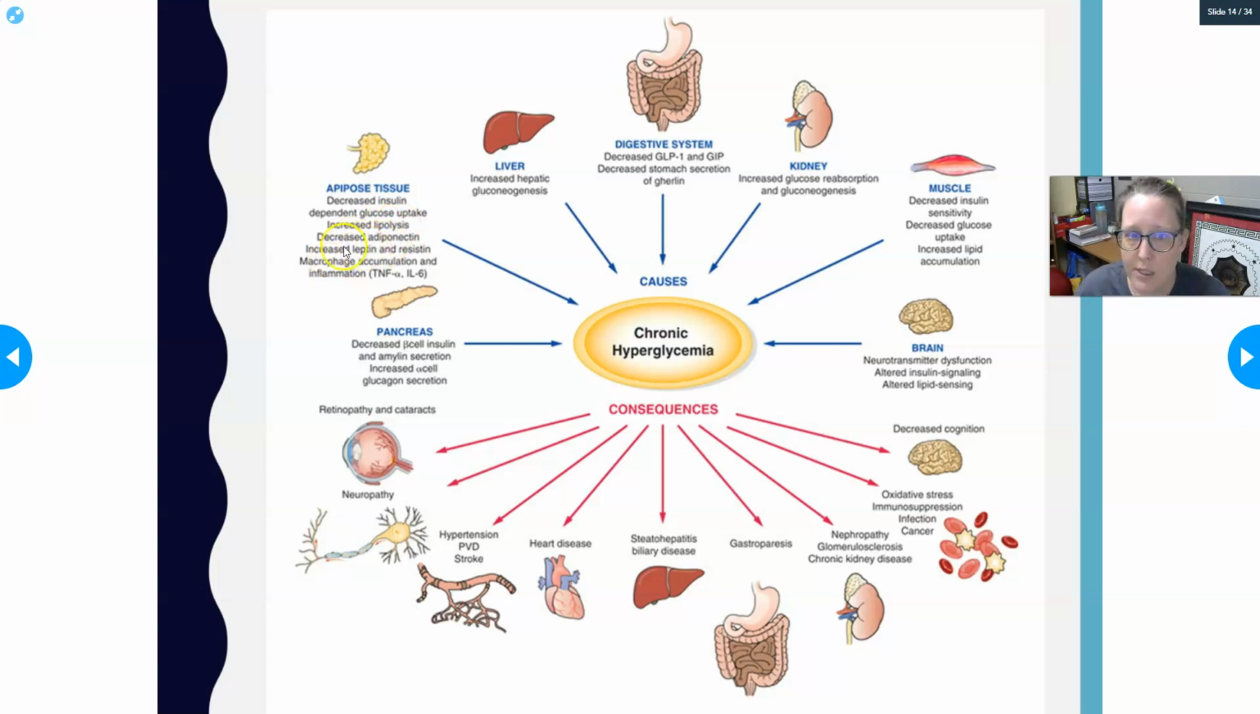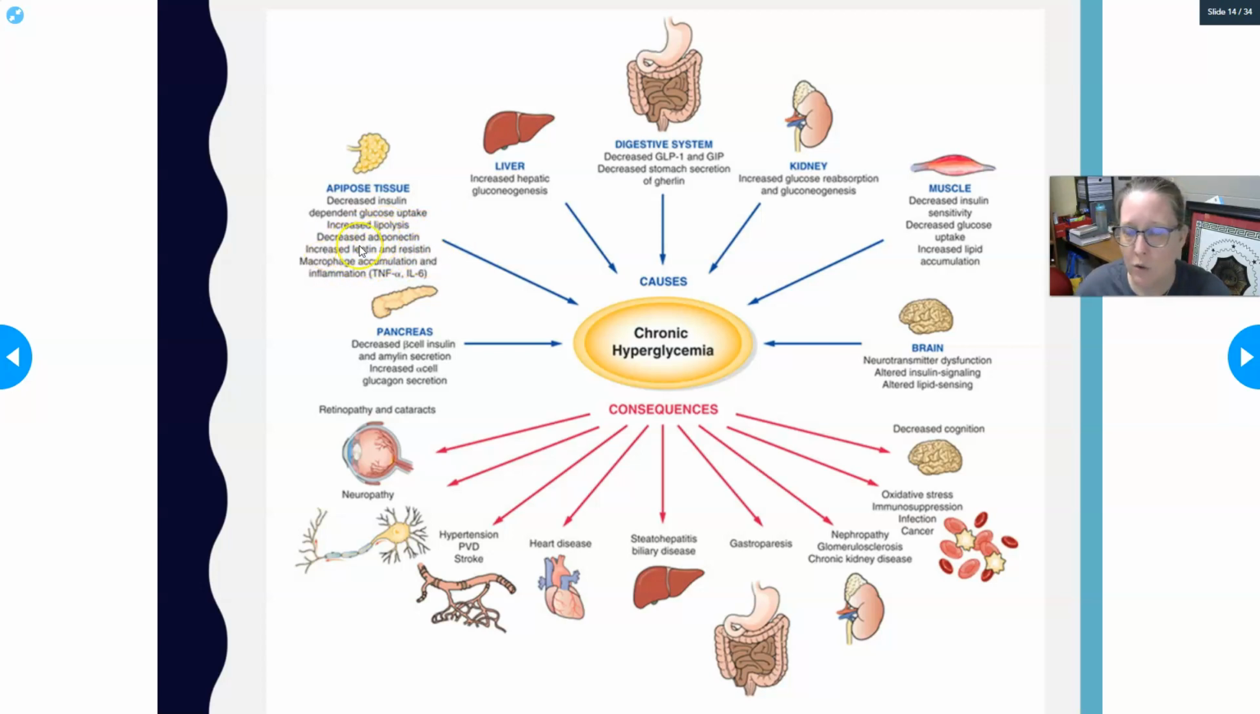They are also going to decrease adiponectin, which is a hormone produced by adipose tissue, and it's normally anti-inflammatory. It also helps to regulate the glucose and lipid metabolism in the fat cells, and it does influence the fat cells' response to insulin. And so this guy is going to be decreased. We need this guy to be up. All right. You're also going to have increased leptin and resistance.